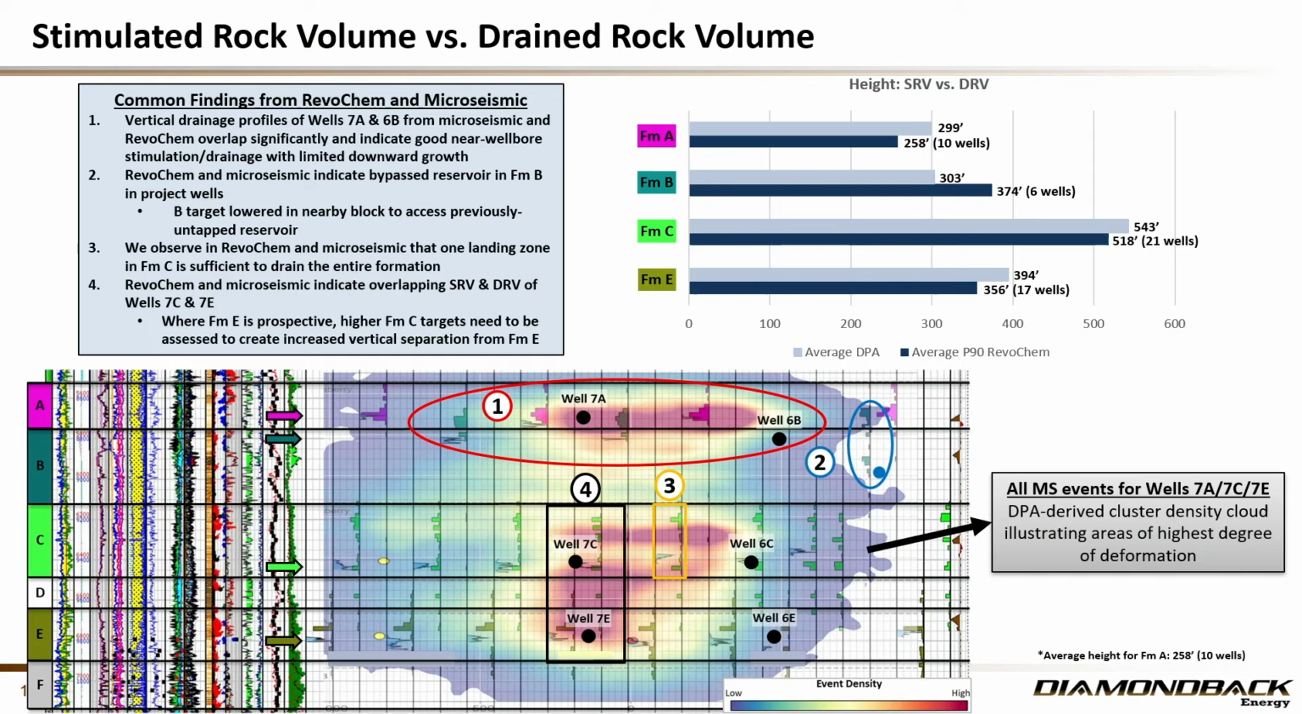So the purple and red cloud, if you will, is a DPA-derived cluster density cloud for all the frac stages for wells 7A, 7C, and 7E in a gun barrel view. And we also monitored wells 6B, C, and E, but this display is just showing the cloud for the 7 series wells.